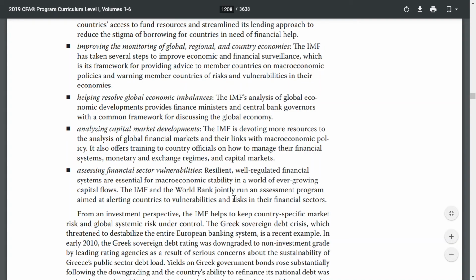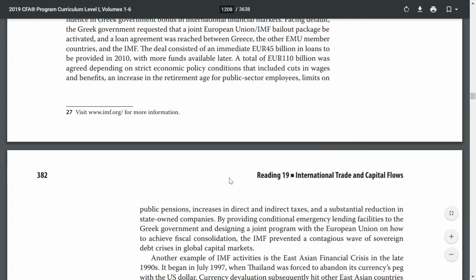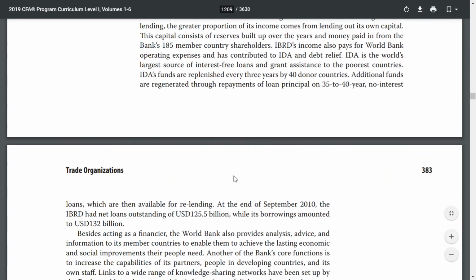Okay. World Bank Group and World Trade Organization. Okay, that's pretty much it.